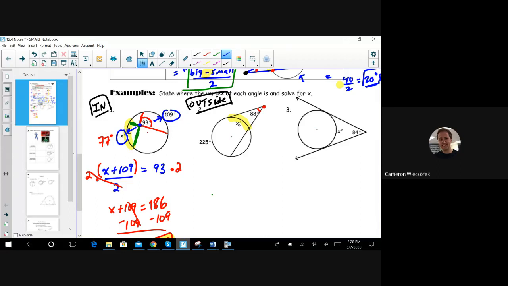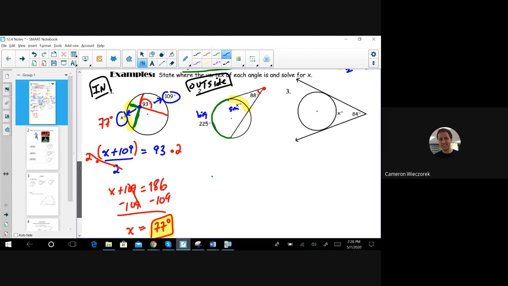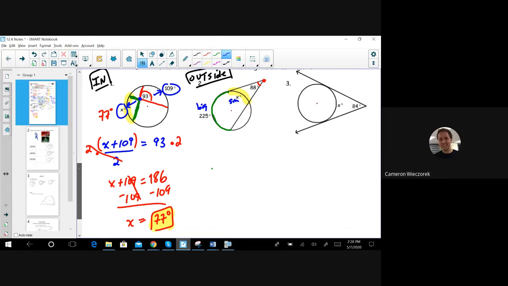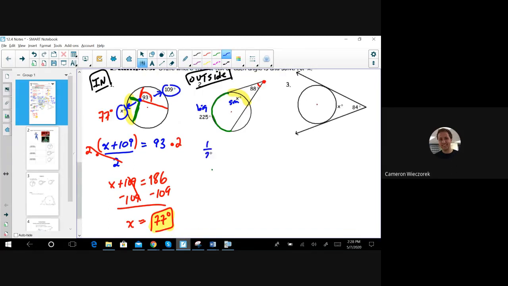I don't know the smaller arc, but I do know that the bigger one right here in green, that's 225. So here's my big arc. Here's my small arc. I'm going to set this up. If I take half the difference of those two arcs, 1/2 of big arc minus small arc, that should come out to the angle that I have on the outside, which is 88.